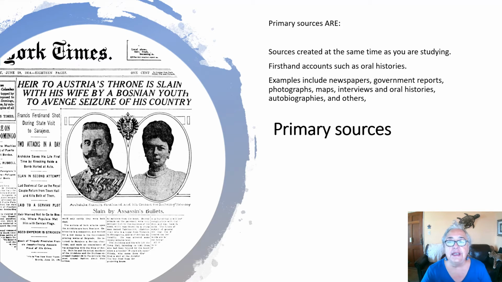So for example, they could be newspaper articles, government reports like the census, they could be photographs or maps, they could be interviews, autobiographies, they could be oral histories. Oral histories are interviews that gather people's memories about historical events, and those are also primary sources.